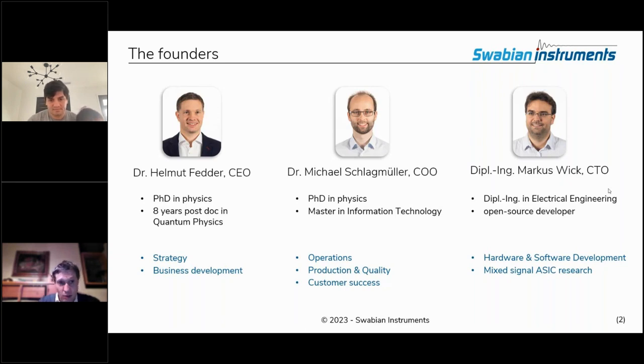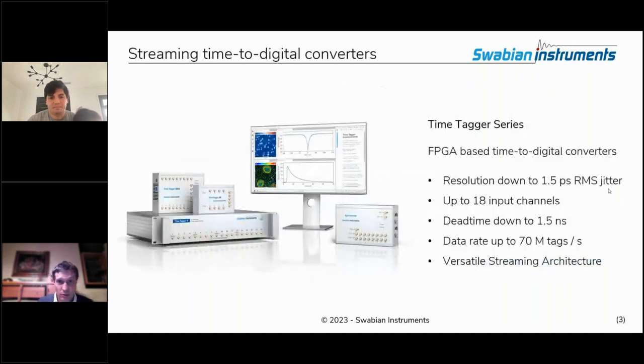All right. So what do we do? We really do streaming time to digital converters. And here you see our product series. That's the time tagger series, as we call it. These are FPGA-based time to digital converters with a resolution down to 1.5 picosecond RMS jitter by now, up to 18 input channels, dead time down to 1.5 nanoseconds, and a data rate up to 70 million tags per second from the hardware to the computer.